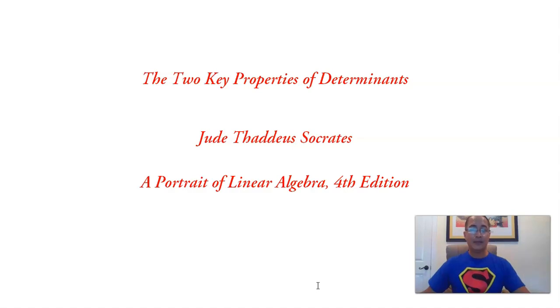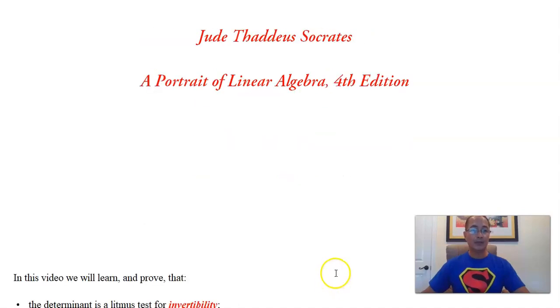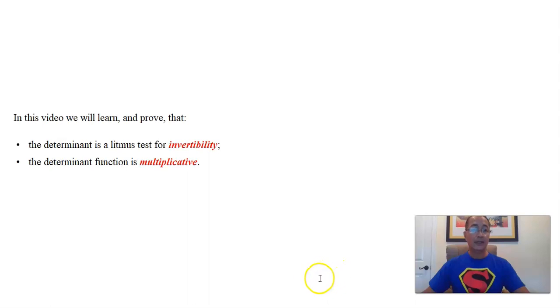Our video for today is about the two key properties of the determinant function. So what are these two properties? Today we will learn and prove that the determinant is a litmus test for invertibility. This says that a matrix is invertible if and only if its determinant is not zero.